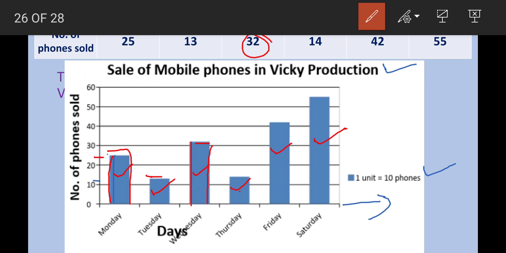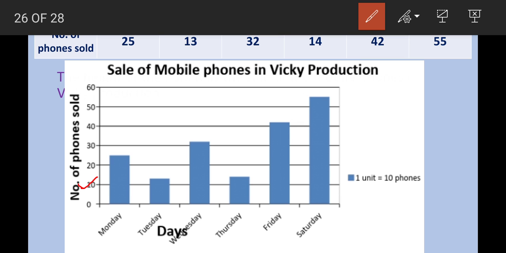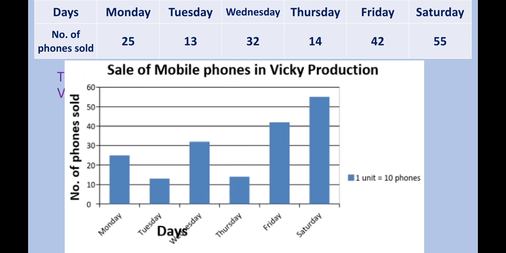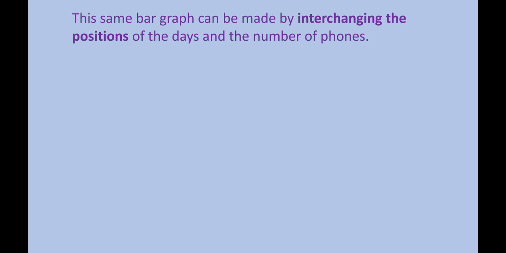Okay, by using a scale you have to draw all these. By using a ruler you have to draw the bar graph on graph paper. Okay, you have to use 1 centimeter as 10 phones, and here you have to write 10, 20. In this way you have to mention. Okay, so this same bar graph can be made by interchanging the position of the days and number of phones.